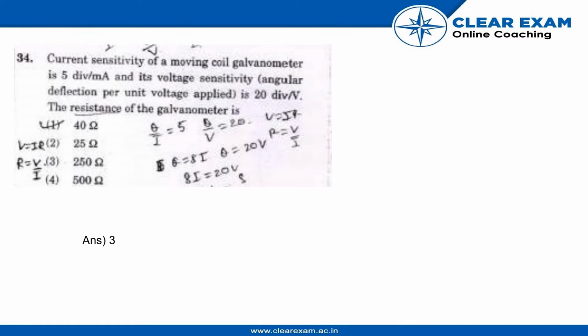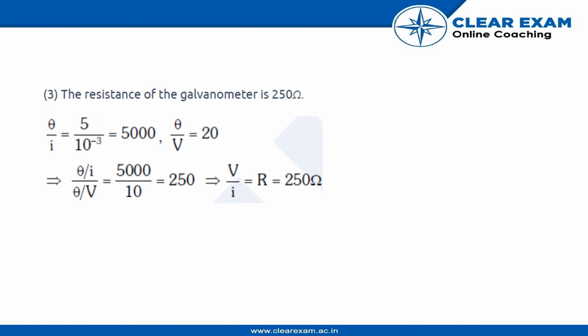In the question, we are given the current sensitivity as 5 divisions per milliampere and the voltage sensitivity as 20 divisions per volt, and we need to find the resistance of the galvanometer. The answer is pretty simple. We just need to go by the textbook.